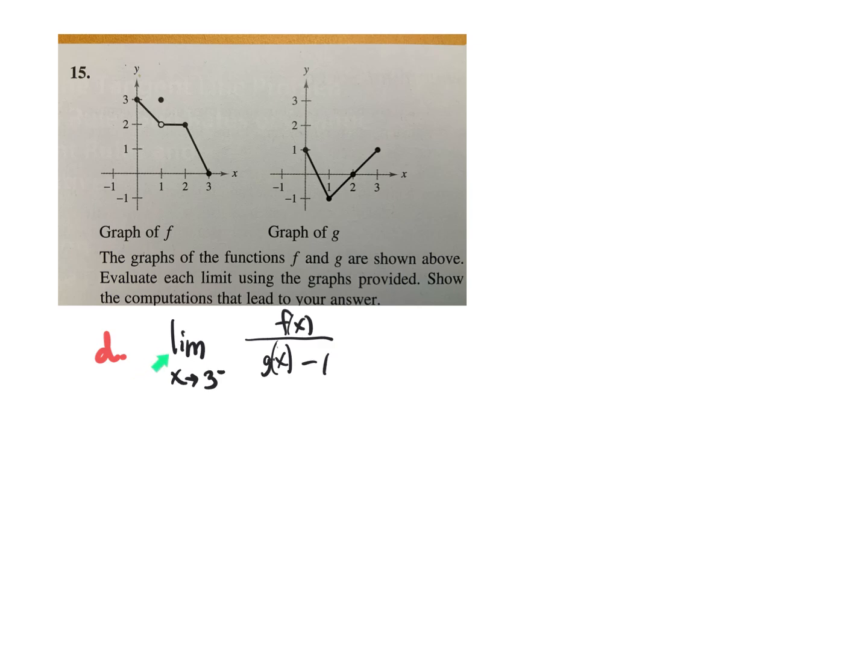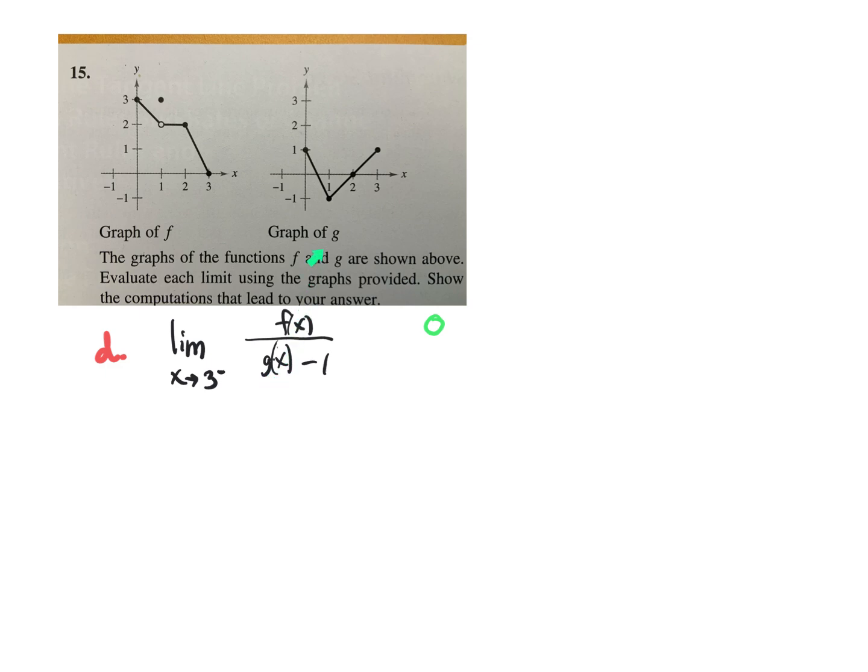All right, in this problem, notice that as we approach 3 from the left, what is the value of f approaching? It's approaching 0. What about the denominator? As x approaches 3 from the left, what's happening to g of x minus 1?